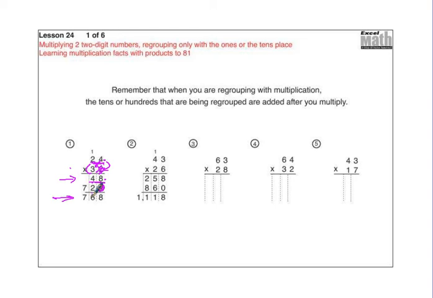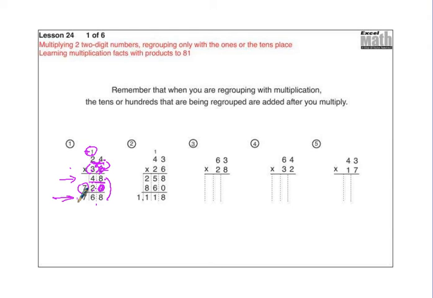4 times 3 is 12. Put a 2 right here, carry the 1. Then I do 2 times 3, that's 6. And I add my carry, plus 1 is 7, and that 7 goes right here. So then I add up my two partial products. 8 plus 0 is 8, 4 plus 2 is 6, and 7 plus nothing is equal to 7.